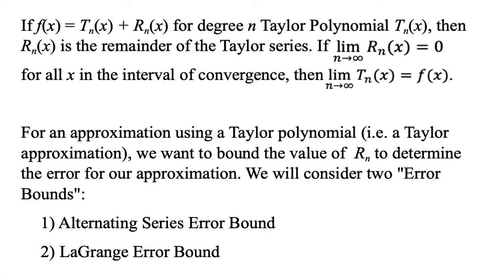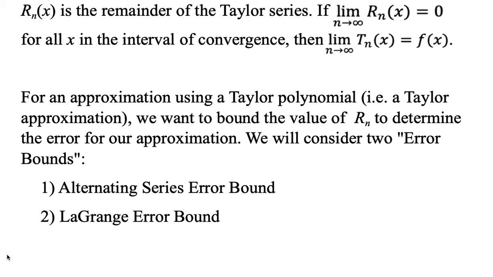For an approximation using a Taylor polynomial, in other words a Taylor approximation, we want to bound the value of the remainder R sub n to determine the error for our approximation. We will consider two error bounds, the alternating series error bound and the Lagrange error bound. First, the alternating series error bound.